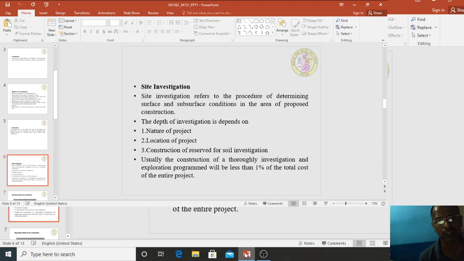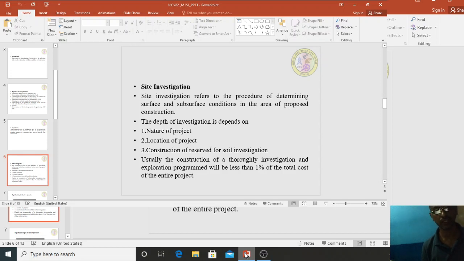What is meant by site investigation? Site investigation refers to the procedure of determining the surface and subsurface conditions of the area of the proposed construction. It covers the sample collection procedure, transportation procedure, etc. The investigation depends on what type of project it is and the location of the project. Whether it is a small project, an open pit is sufficient. If it is a larger project, deep excavations have to be done.